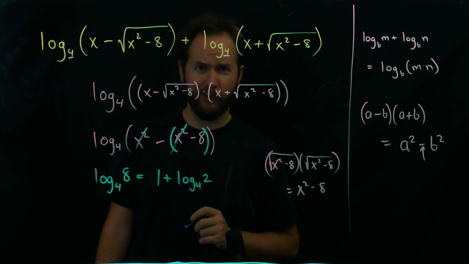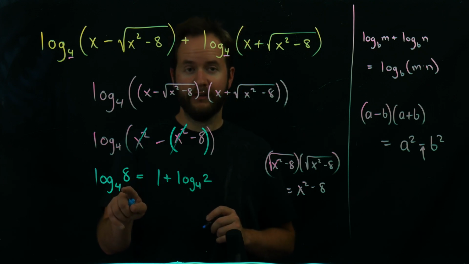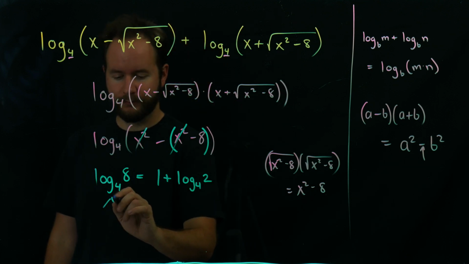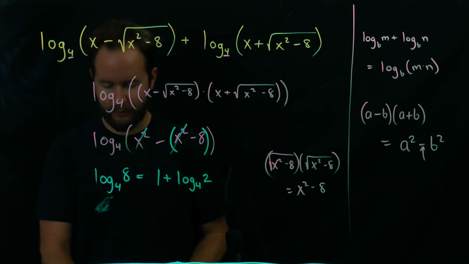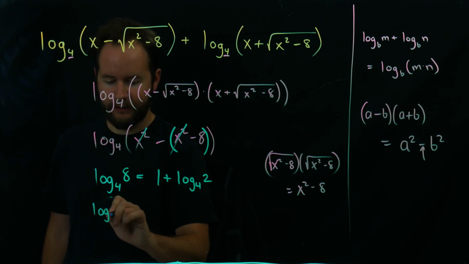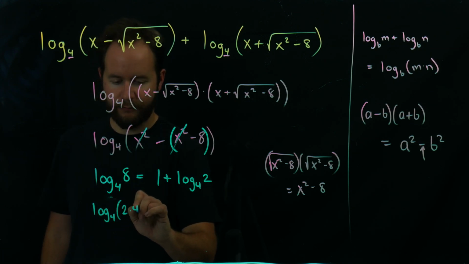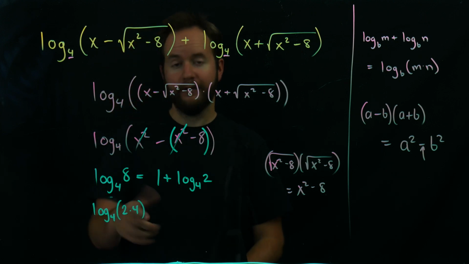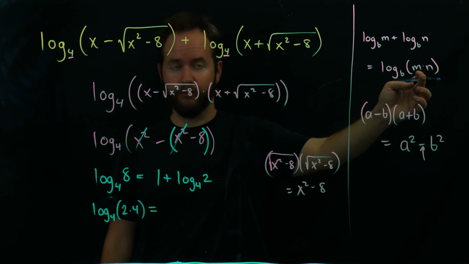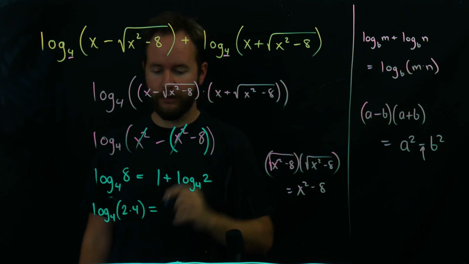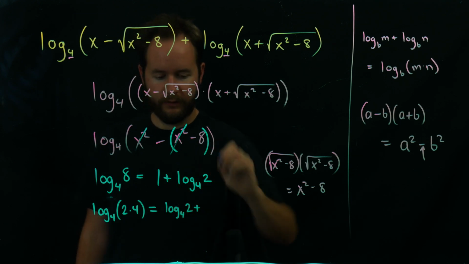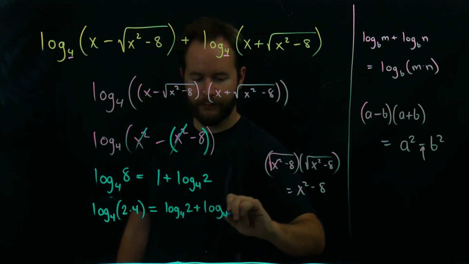And you're like, how in the world did you get that? What I've done is I've gone ahead and used this rule in pink again. I've decided to rewrite log base 4 of 8 as log base 4 of 2 times 4. I think we can agree that 8 is 2 times 4, right? But I can split that, going back from this rule to this rule, and break it apart into two logs. I can say this is log base 4 of 2 plus log base 4 of 4.